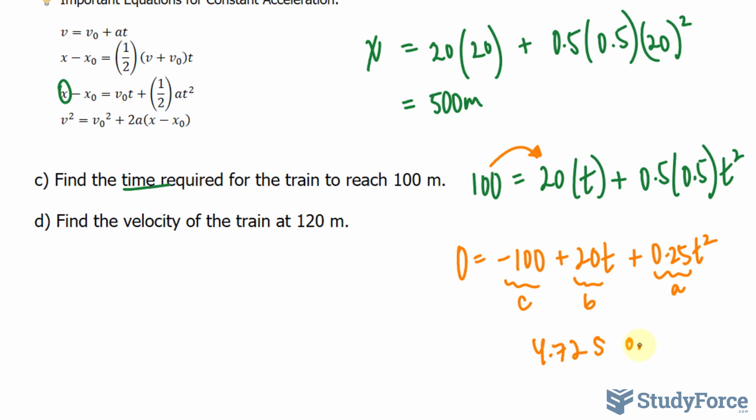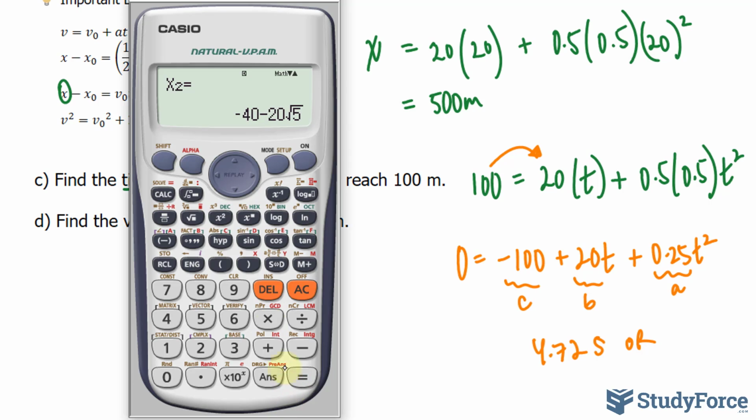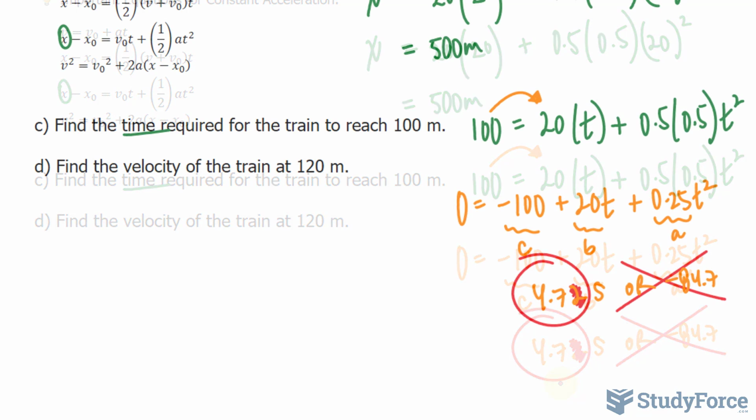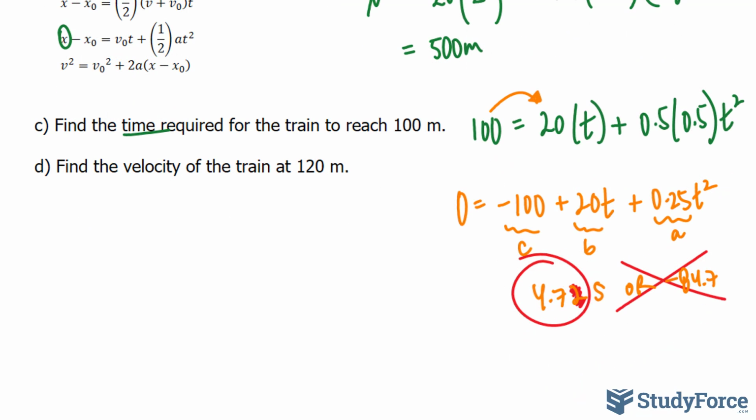Either 4.72 seconds, or negative 84.7 seconds. That makes no sense, so we will omit negative 84.7. We'll be omitting that one, and we'll assume that 4.72 right there is our answer. To the correct number of significant figures, you can argue that this is 4.7 seconds, and you can omit this 2 as well.